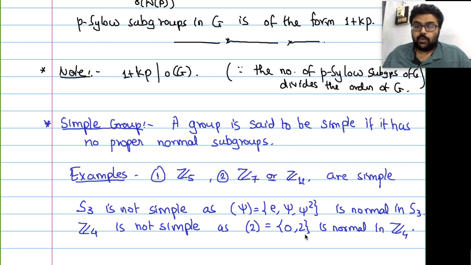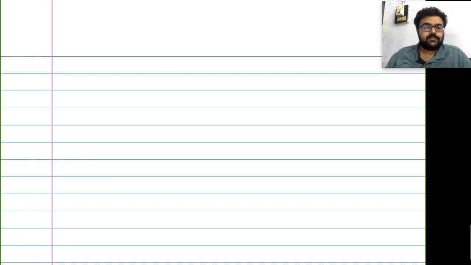Abelian group, every subgroup is normal. These are also abelian groups, so every subgroup is normal, but they do not have a proper subgroup only because of prime order. Right? So they are simple. The definition is: no proper normal subgroups, then it is a simple group. If you can find one proper normal subgroup, then the group is not simple. Okay, so now we see the application part of the Sylow theorem.